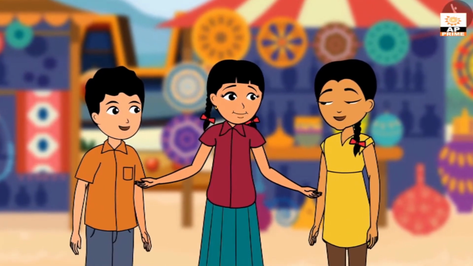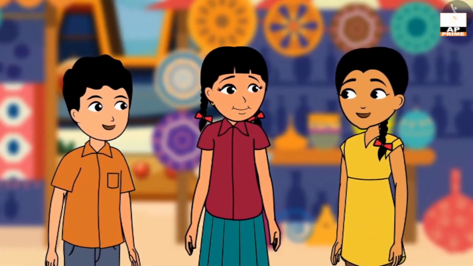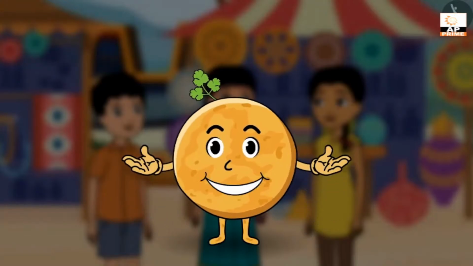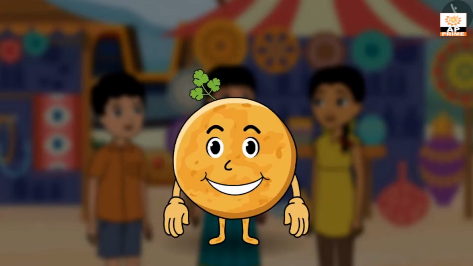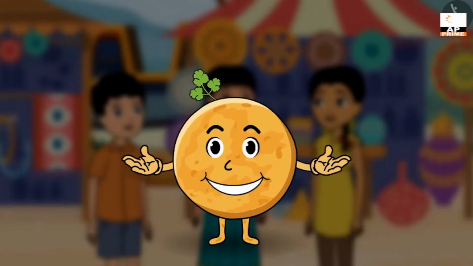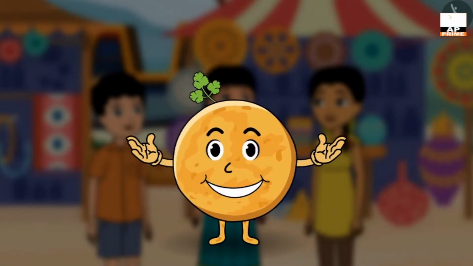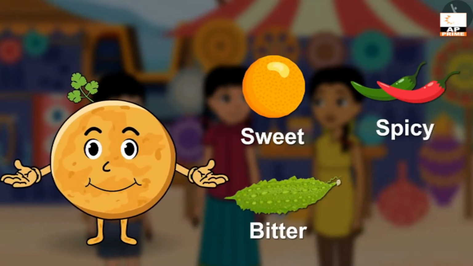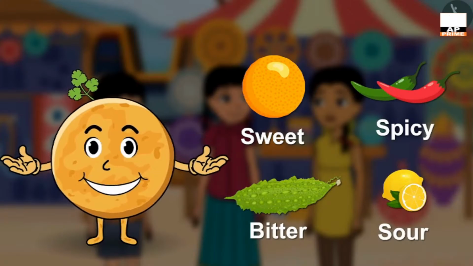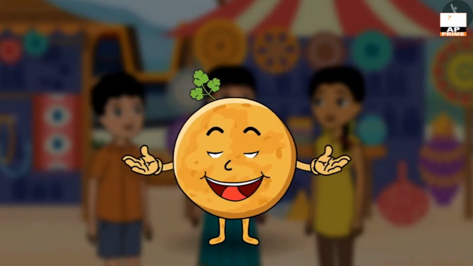How is it possible for our mouth to differentiate between the various tastes? Meenu starts thinking, how does her tongue do this amazing job of differentiating between tastes? How do we come to know about the different tastes like sweet, spicy, bitter and sour? With this question in her mind, Meenu returns home with her friends.